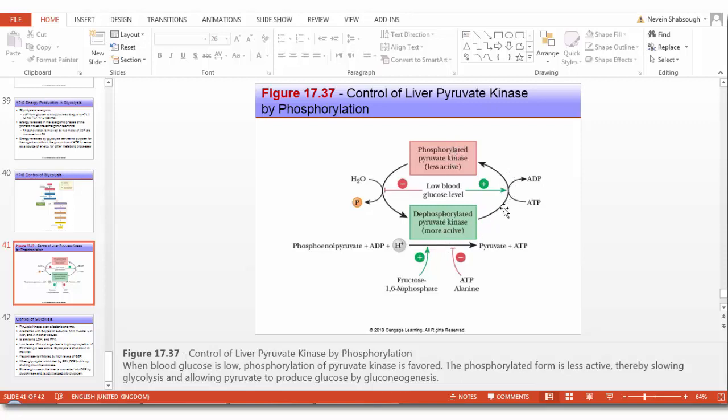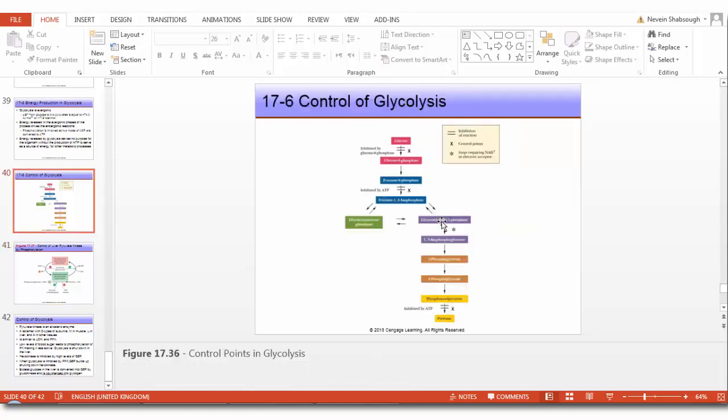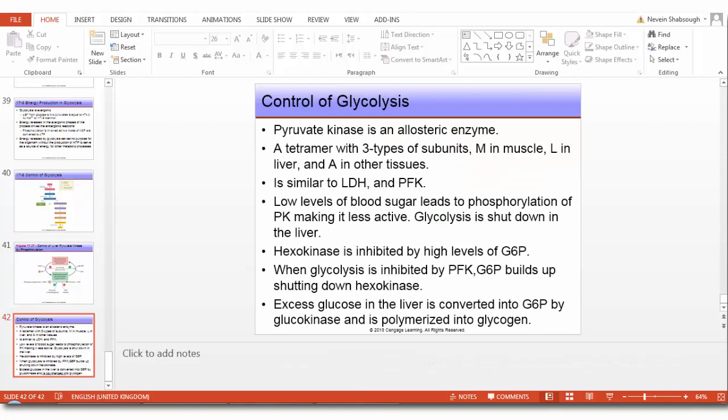So high levels of ATP inhibit pyruvate kinase, so the whole glycolytic pathway is shut down. Also, hexokinase is inhibited by high levels of glucose 6-phosphate, as I said before, and this is called product inhibition.